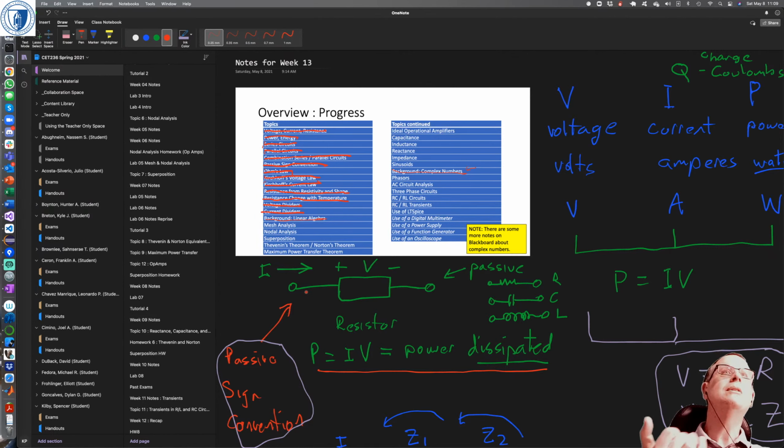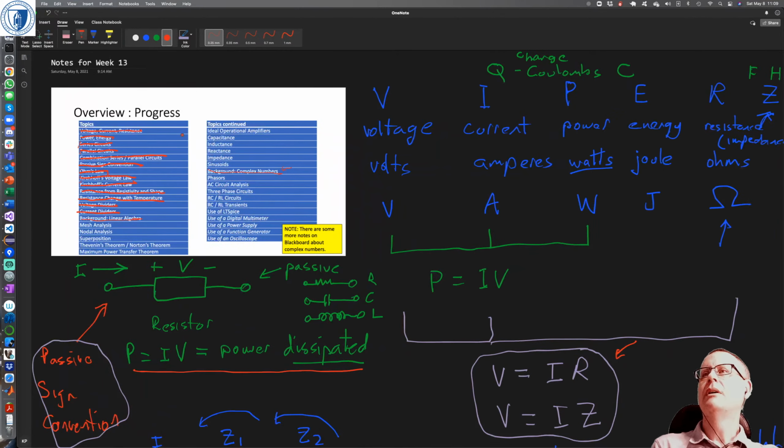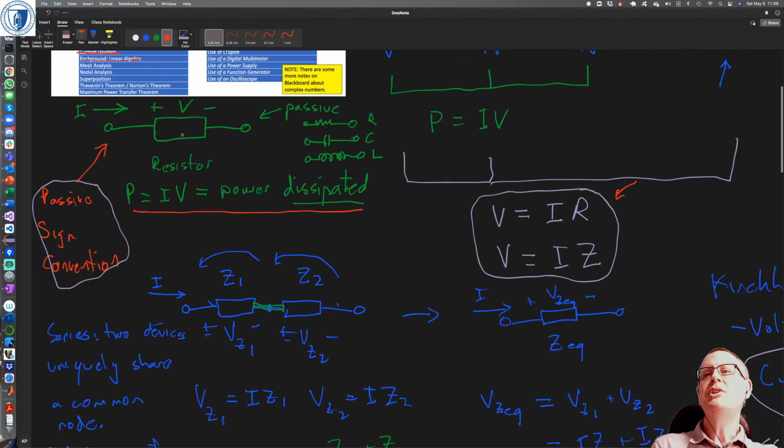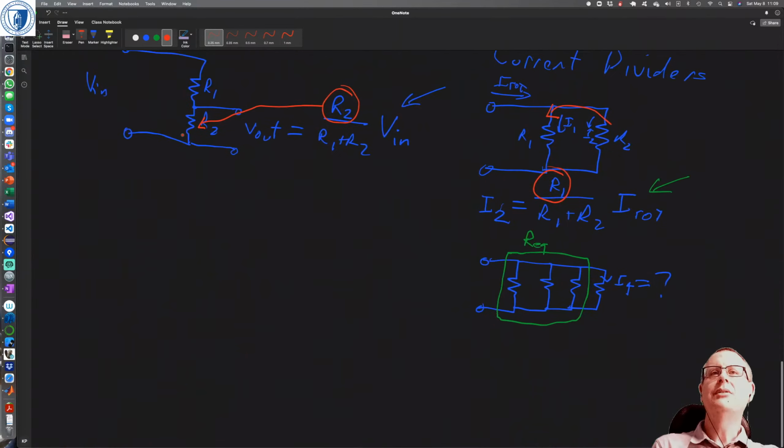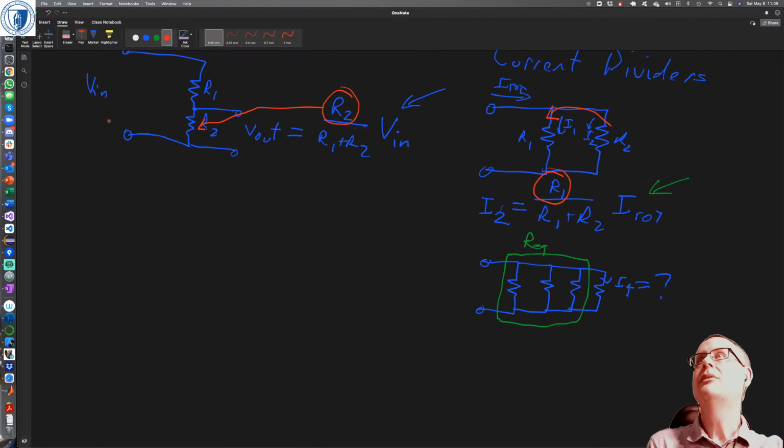Let's continue on. I'm going to go for another 20 minutes, then we'll have another break, and we'll see where we are then. Okay, so mesh analysis, nodal analysis.